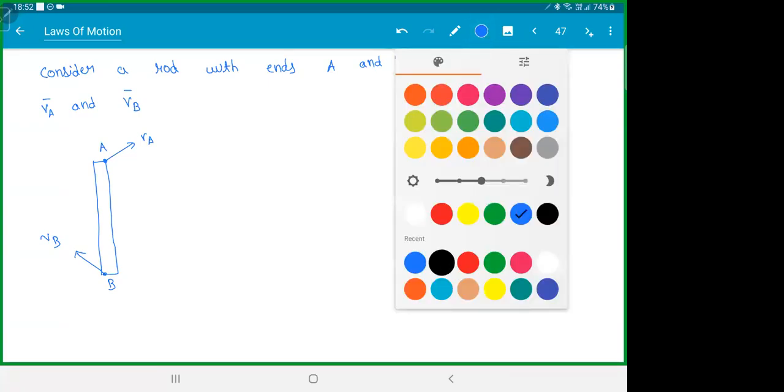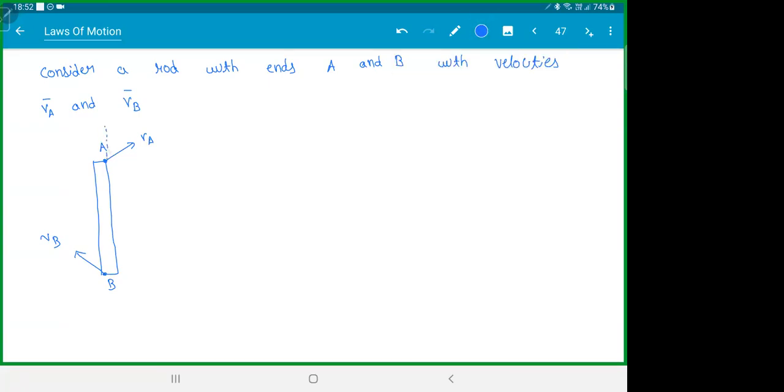So here, if I try to resolve these components, this is theta A and this is theta B. This component will be VA cos theta A. This component will be VA sin theta A. For today's class, we are more interested in the cos theta components. Sin theta components will be useful in circular motion. We will deal with them later on. VB cos theta B and VB sin theta B.